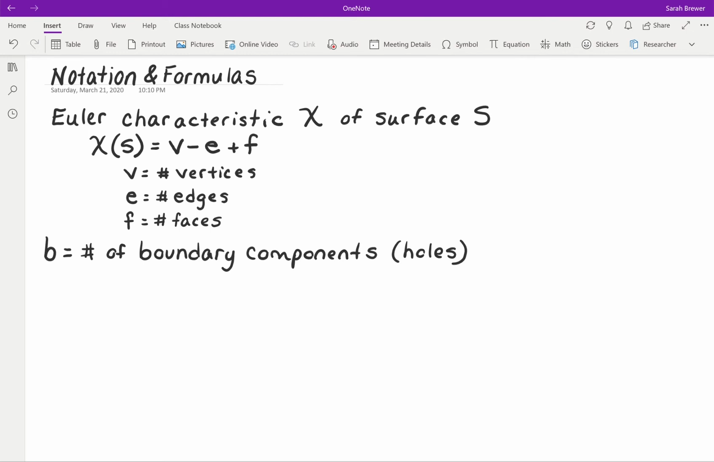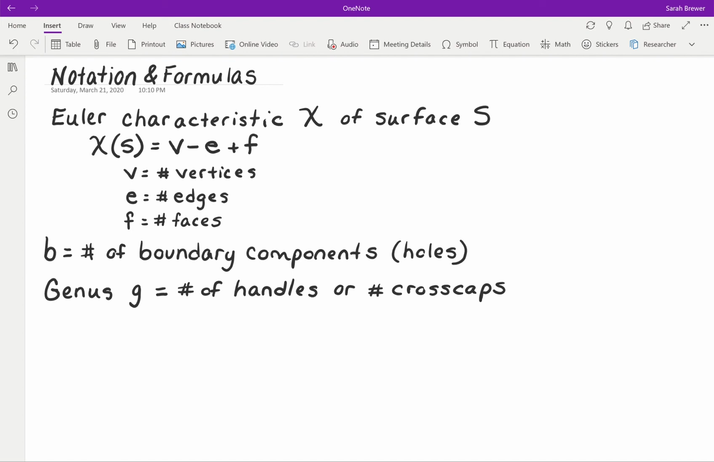So we need the Euler characteristic, the number of boundary components, and we also need to know the genus, which we'll use G for. So the genus G depends on whether the surface is orientable or non-orientable. And it's basically the number of handles or the number of cross caps. Because remember, it's one or the other.